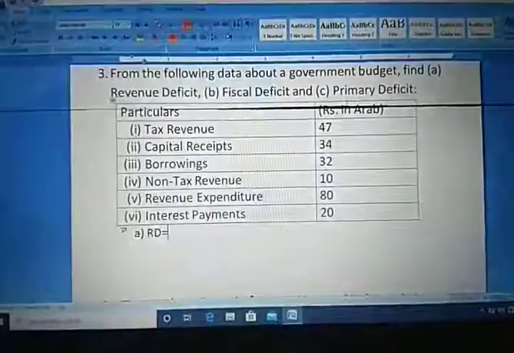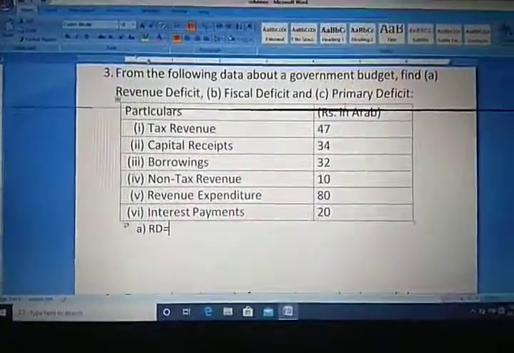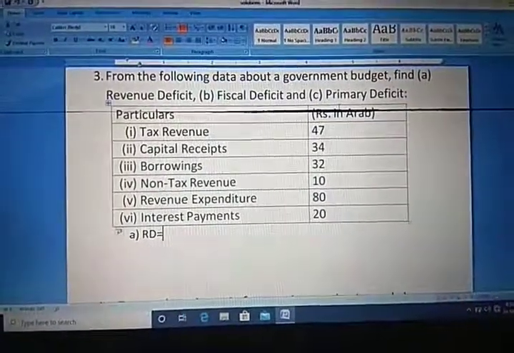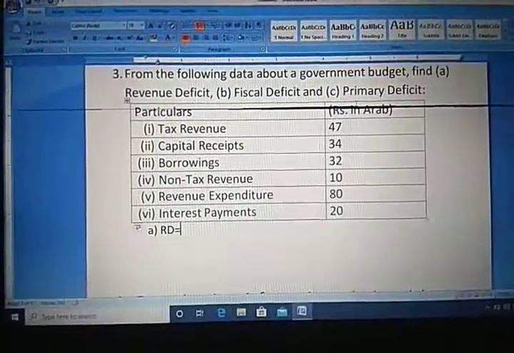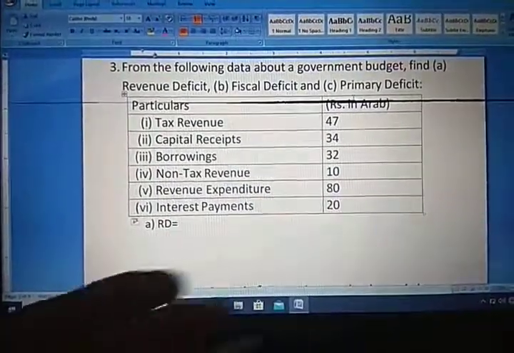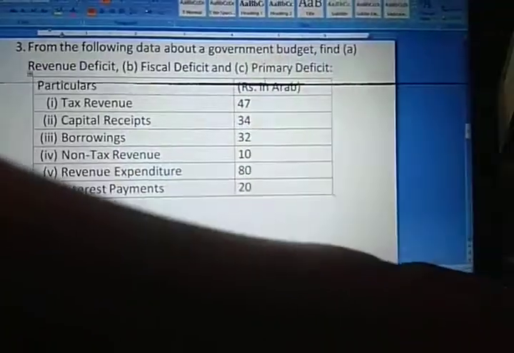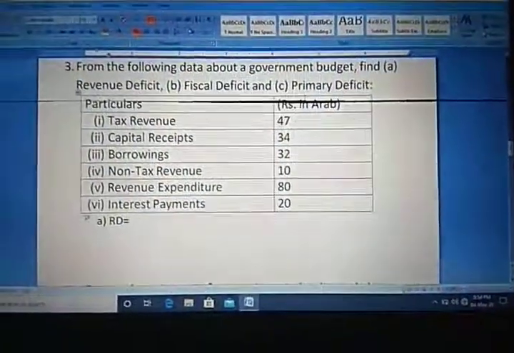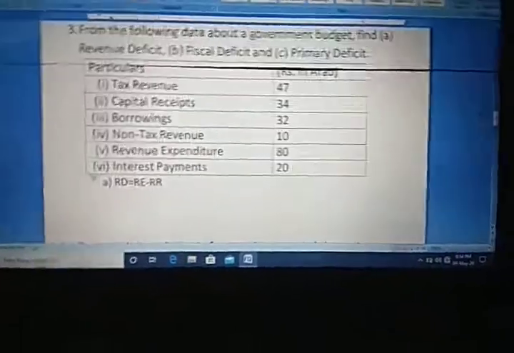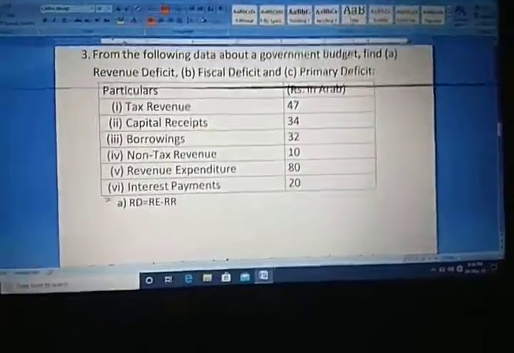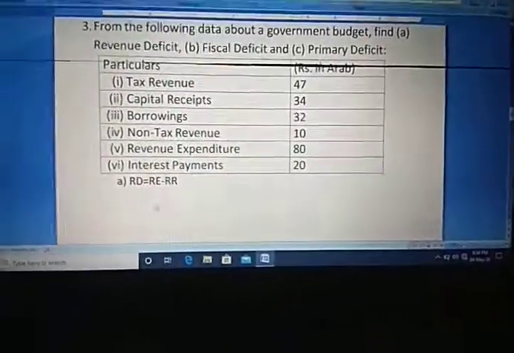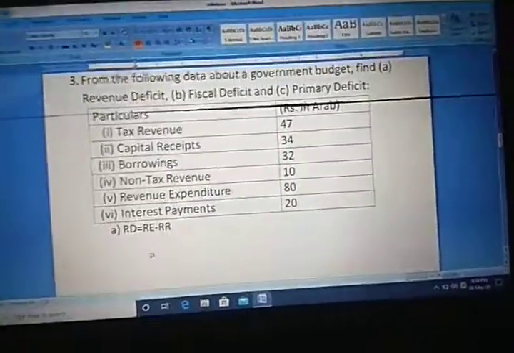As you can see, a question on the screen: from the following data about a government budget, find revenue deficit, fiscal deficit and primary deficit. The first step is to calculate revenue deficit. Revenue deficit is equal to revenue expenditure minus revenue receipt. First we write the formula, then we put the values for the same.